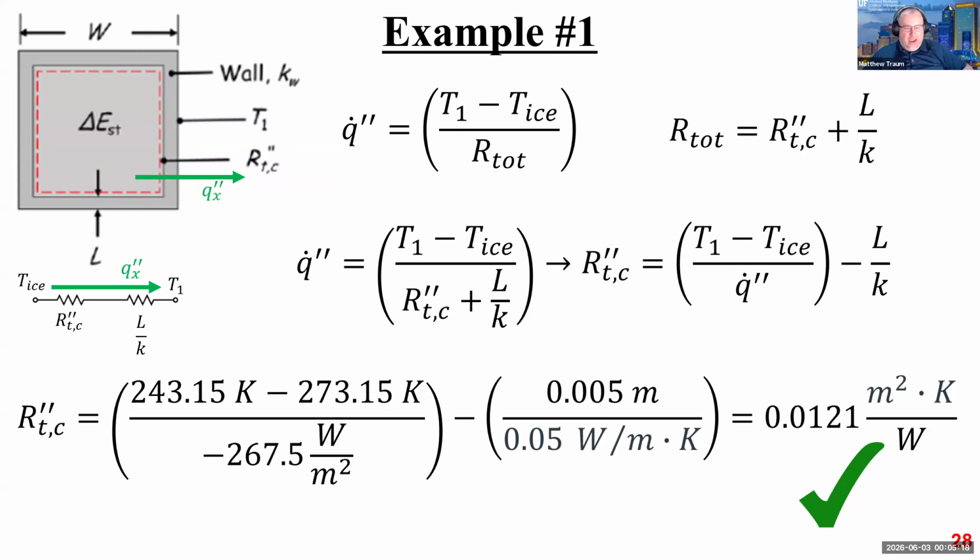I'm subtracting away this L over K. It's very small, but it's there. And I end up with a resistance here of 0.0121 meters squared Kelvin per watt. There we go. And I check this against the book, and that is the correct answer. So we get a green check mark there. Okay. So that's that one solved.